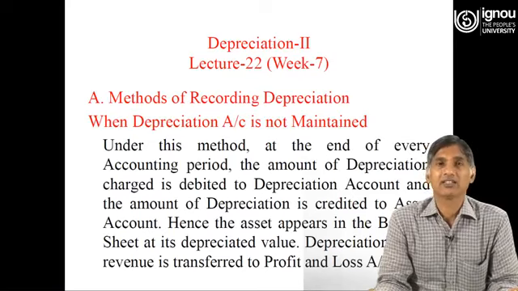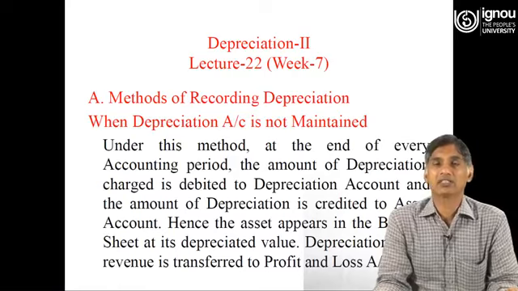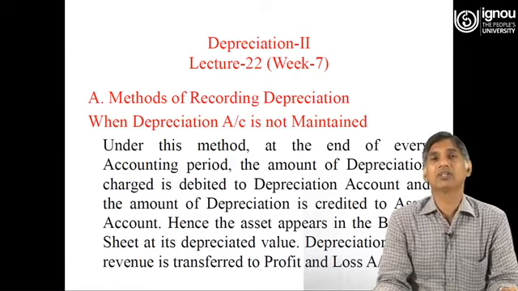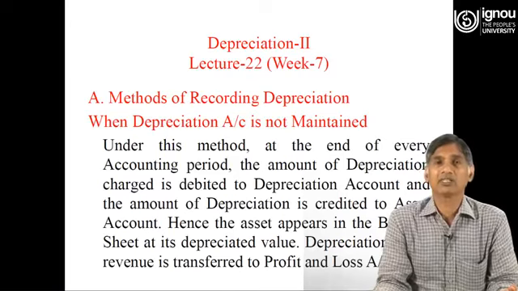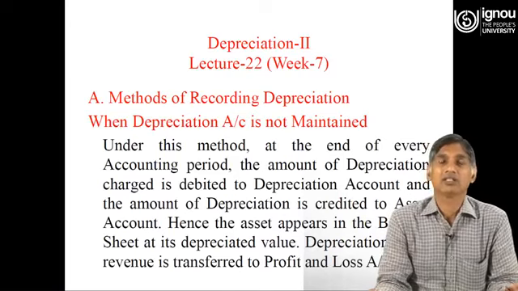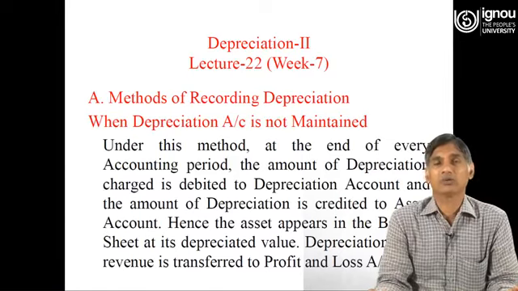Then next year again the amount of depreciation, that is rupees 10,000, will be charged. So this amount of depreciation, instead of being charged directly to the cost of the asset, will be transferred to the provision for depreciation account, and accordingly the balance of the provision for depreciation account will be increased by rupees 10,000.